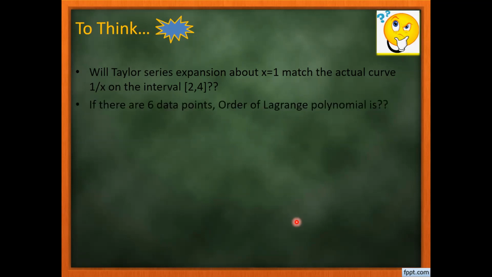Now, if there are 6 data points, what will be the order of the Lagrange polynomial? Not a tricky one. If we start with the index value, we will allot the first data point index 0, and the last data point's index value will be 5. So definitely the order of the Lagrange polynomial is 5. In very simple words, I can say the order of the Lagrange polynomial is 1 less than the number of data points, so it will be 5.